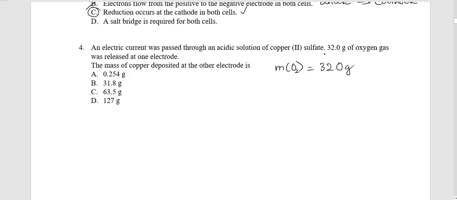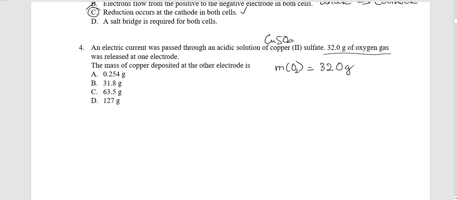So you have 32 grams, which means that I can go back to your silent quizzes and check whether you get this question correct now, if you got it wrong the first time. So 32 grams of oxygen gas was released at 1 electrode, and then they ask for the mass of copper deposited at the other electrode. You definitely need the number of mole here, because the only way to connect the two electrodes in a cell is to think about the fact that they have the same number of moles of electrons flowing through them. So I'm going to work out the half equation.